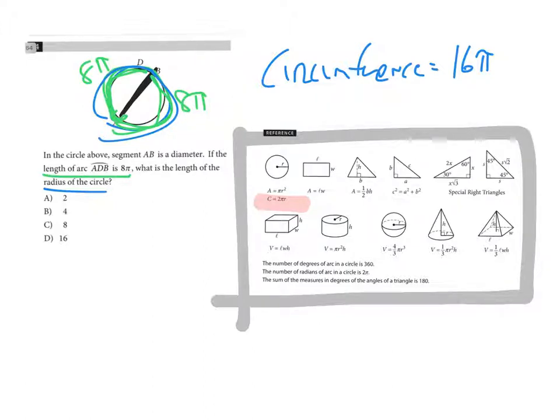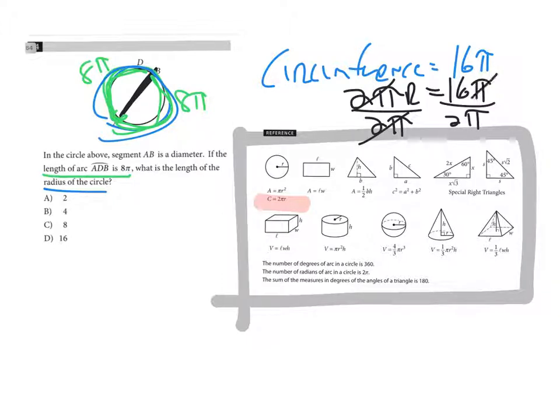So here, since the circumference is 2 pi r, and I know the circumference is equal to 16 pi, I'm going to set up the equation. 2 pi r equals 16 pi, and I'll divide both sides by 2 pi, which means here the pi's cancel, and 16 over 2 gives you answer choice C, 8.